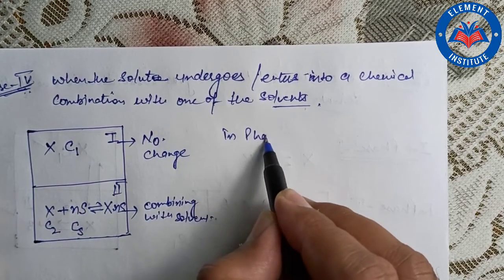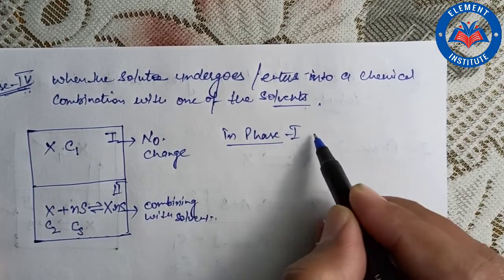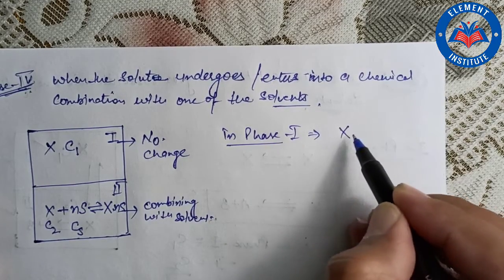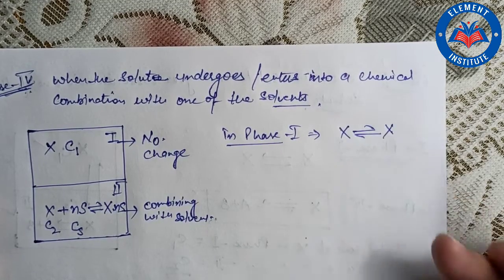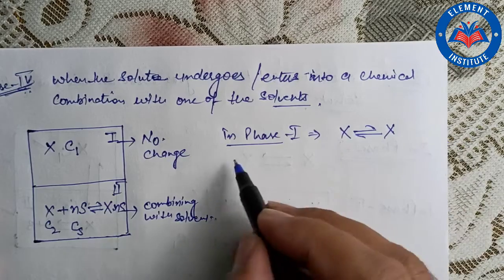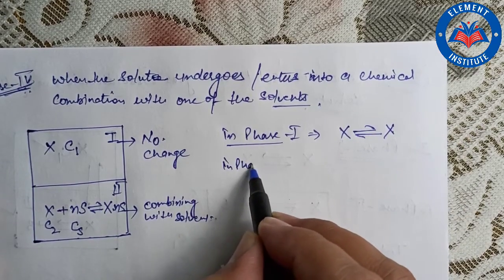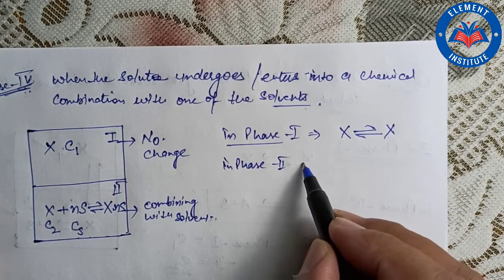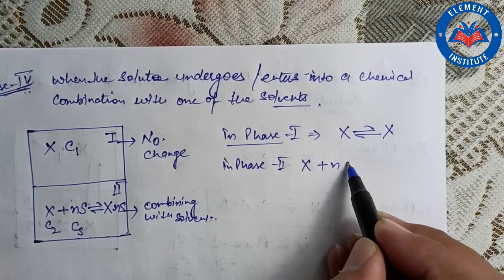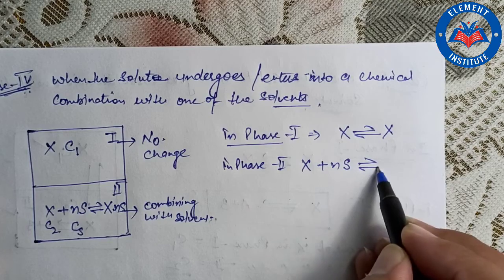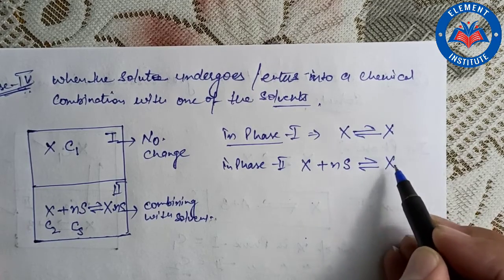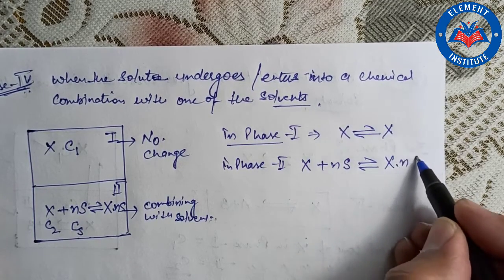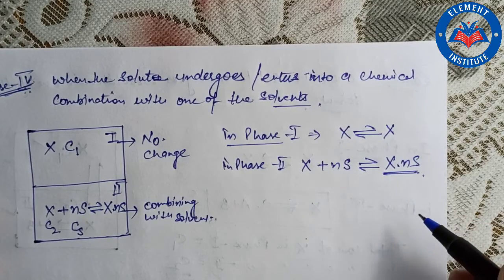In phase 1 there will be no change, that is X remains as X. In phase 2, as it is combining with the solvent, X plus n molecules of solvent are combining and forming a combination product. It is like this.